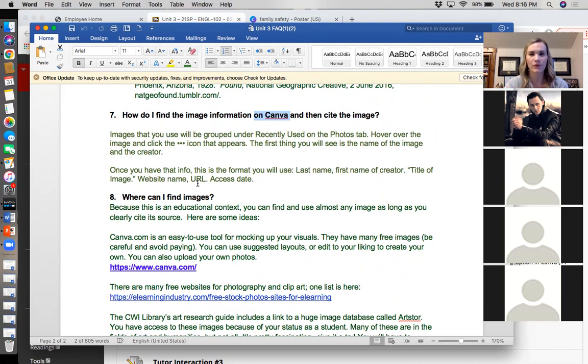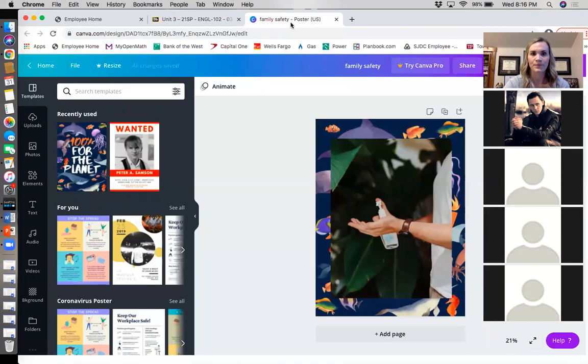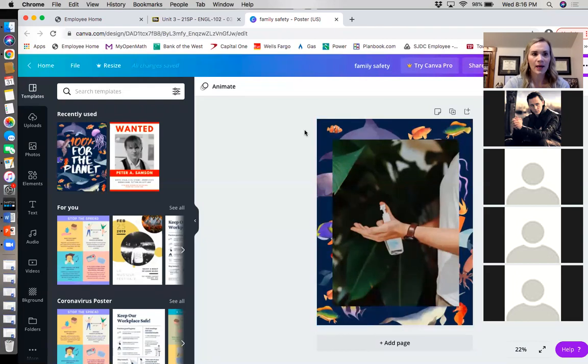Pretty straightforward. It's almost like a traditional citation, right? Author, title, publisher, URL, access date. Okay, very similar. So let me go ahead and jump on Canva here real quick. Okay, so this is my Canva page. I haven't created anything recently, but let's see, I have like this image here.